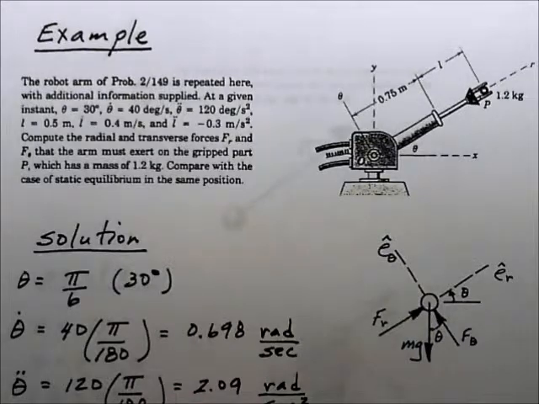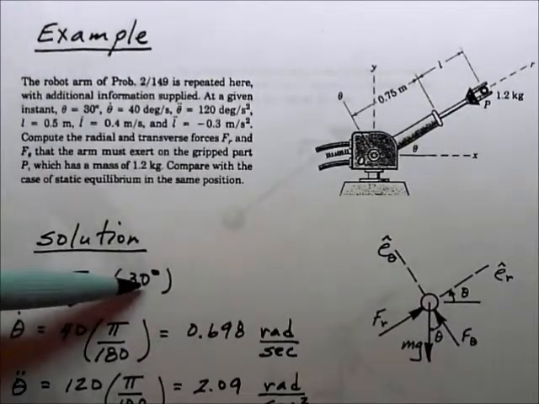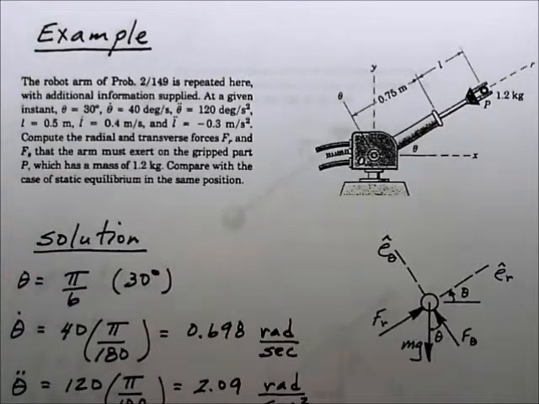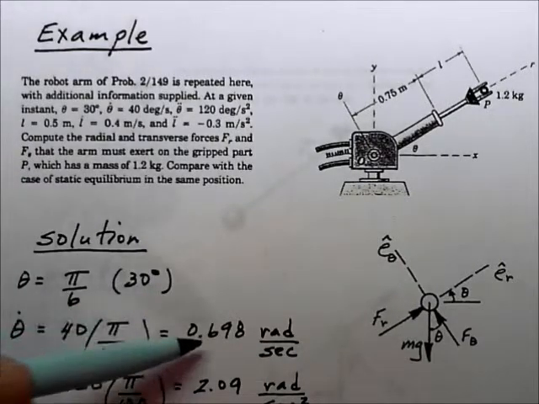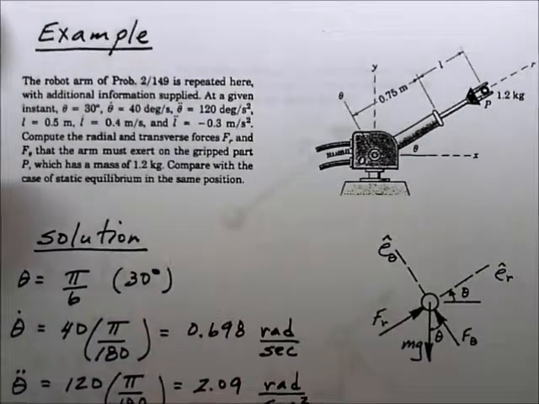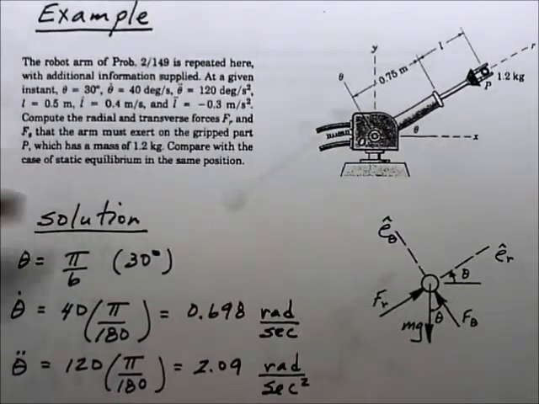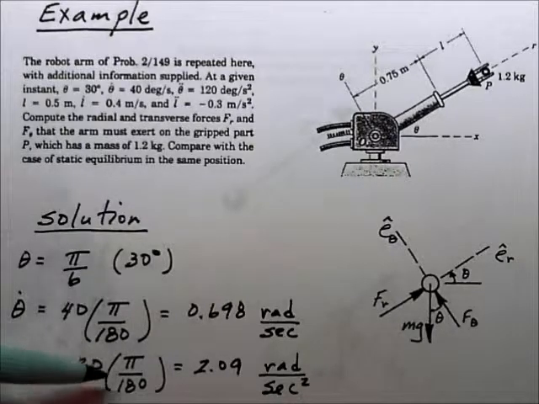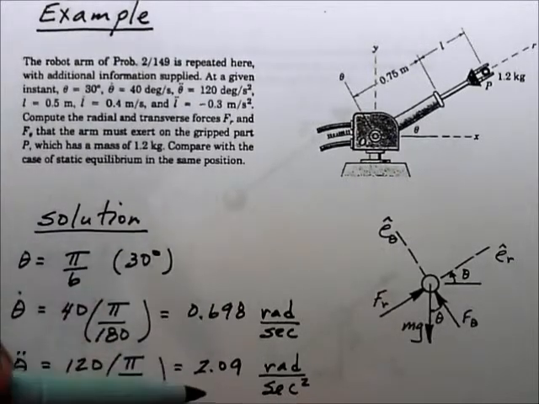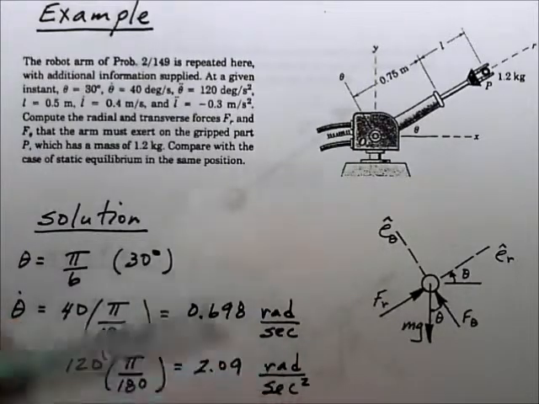So, proceeding ahead with the data given. We're starting at theta equal 30 degrees, but that is pi over 6 radians. We need to work in radians. Theta dot was given as 40 degrees per second. We'll multiply by pi over 180 and get 0.698 radians per second. Our work must be done in radians. Theta double dot was given as 120 degrees per second squared, times pi over 180, is 2.09 radians per second squared.